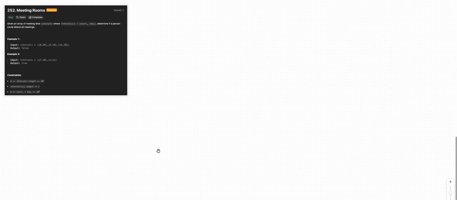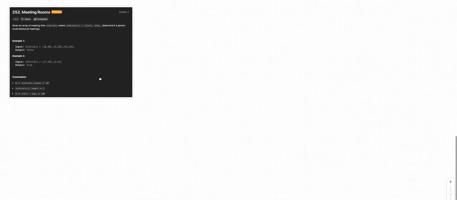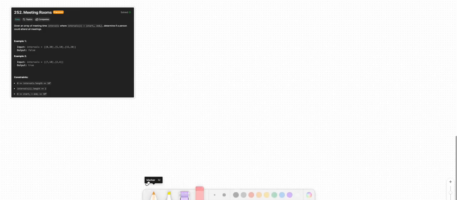All right, let's solve Leetcode number 252, Meeting Rooms. Basically, you've been given some meeting times, and you are asked to check if you can attend all of these meetings, right? So we're given this list of meeting times, and the output is false, and they're giving us another set of meeting times, and the output is true.